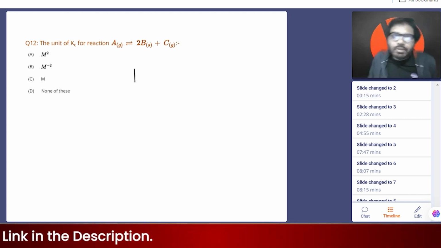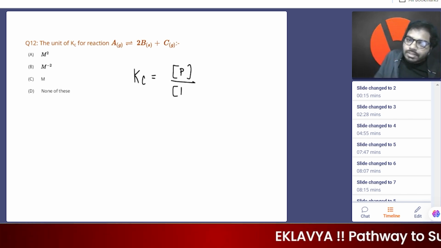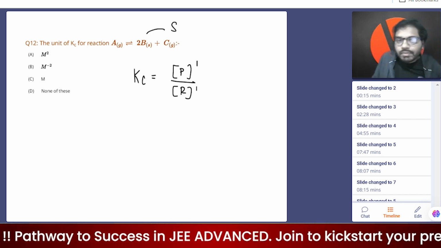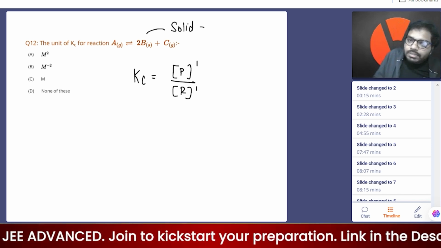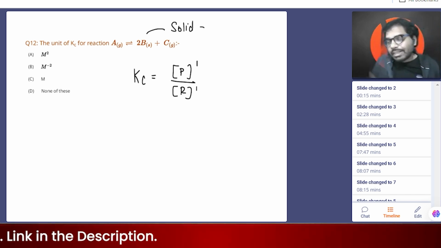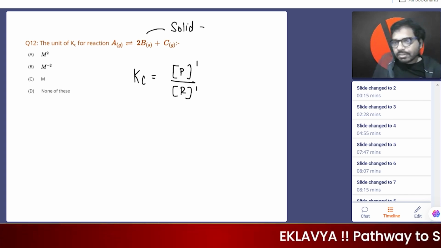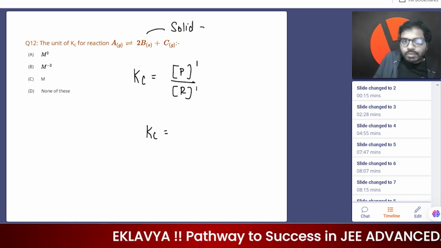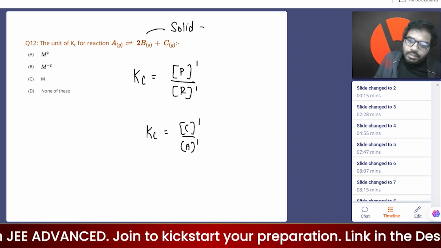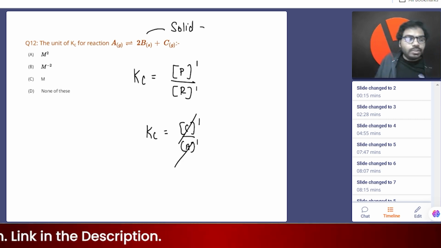So they are asking here for the unit of the equilibrium constant. We all know that the equilibrium constant is equal to the concentration of the products upon the concentration of the reactants raised to the power of stoichiometry. We can say that 2B is the solid here, and for a solid we don't consider the concentration because for solids and liquids it's unity. So we always take the gaseous species or the ions. Okay. So what we will write here, Kc is equal to concentration of C and concentration of A in power 1. So actually both will cancel and it will become unitless.